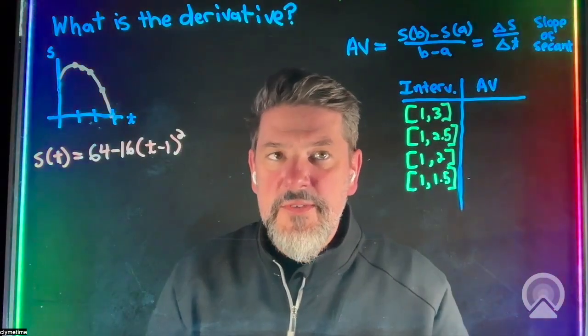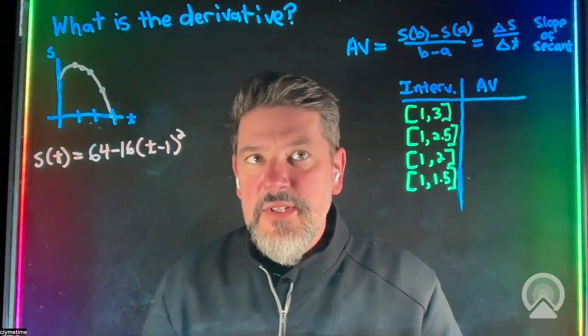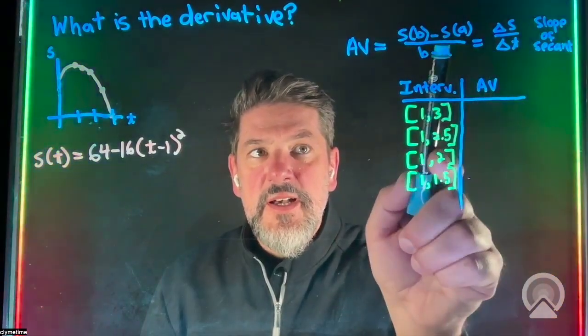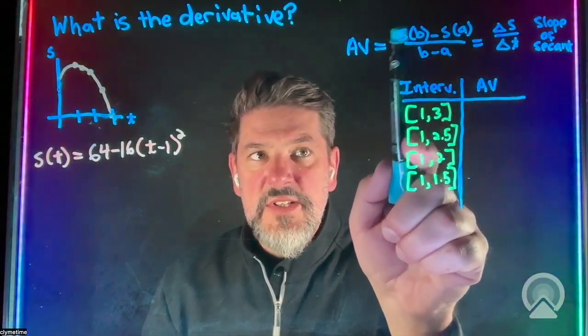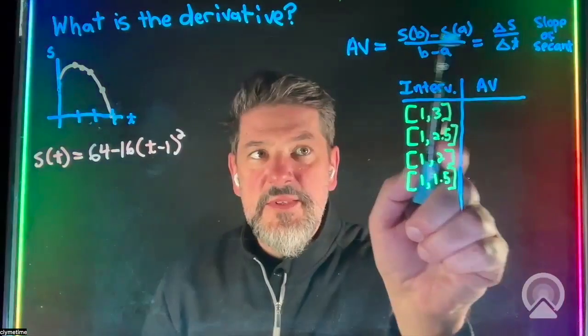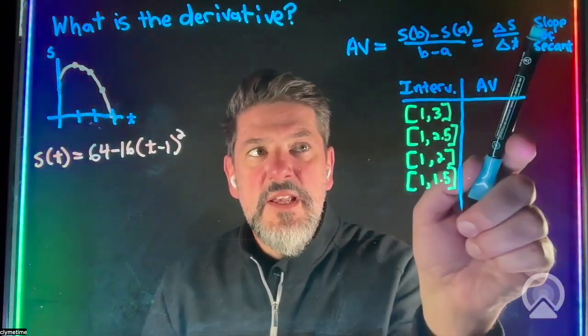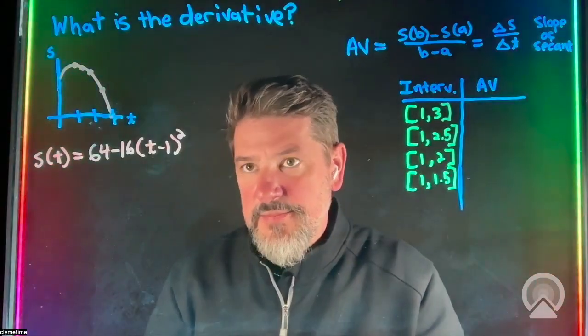And one thing we learned in a previous video is how to find average velocity. Average velocity is the rise over the run, and it would be the position at B minus position at A over B minus A. So it's basically change in y values over change in x values. We call that the slope of the secant line.